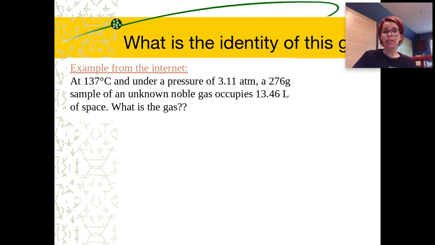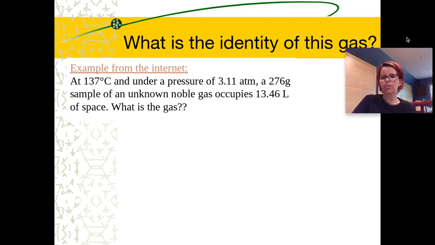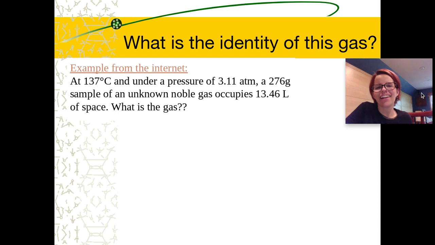So now let's try doing this in a sample problem. So I'm going to lower this again, sorry. I pulled this example right off the internet. This is a link, so if you're ever looking at this presentation yourself, it'll take you right to the video that talks about it. It was an easy problem, so I thought I'd go with it. It says at 137 degrees Celsius, we need to convert to Kelvin, and under a pressure of 3.11 atmospheres, a 276 gram sample of an unknown noble gas occupies 13.46 liters of space.